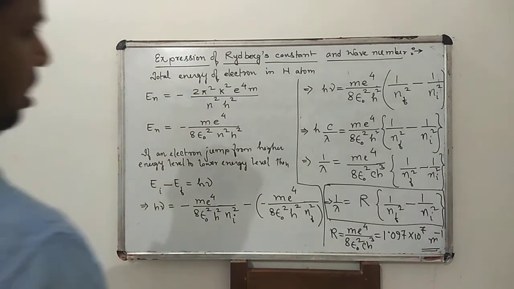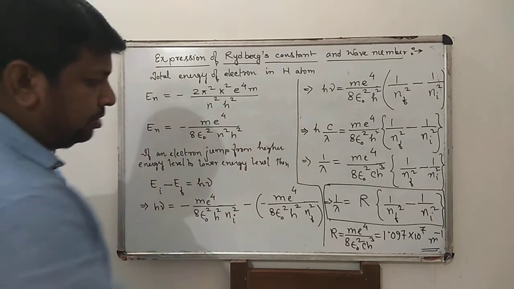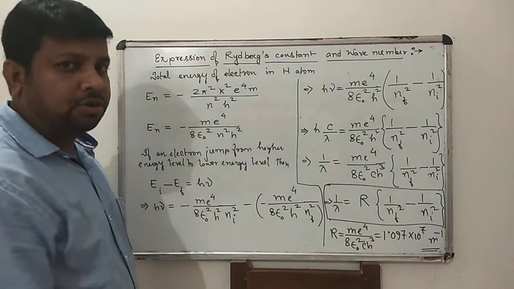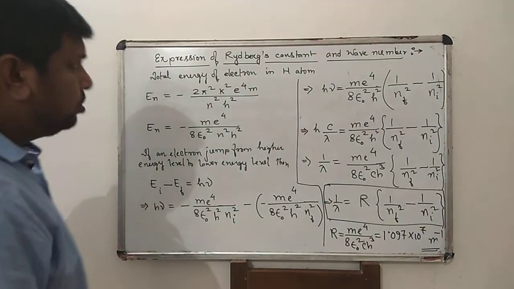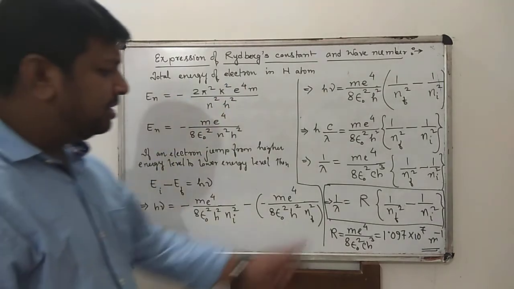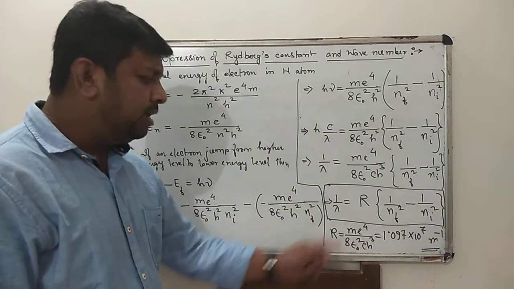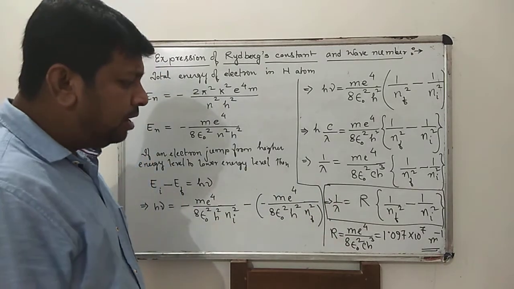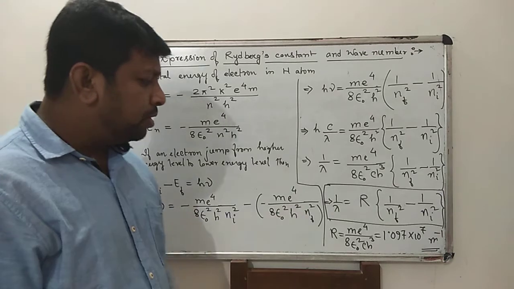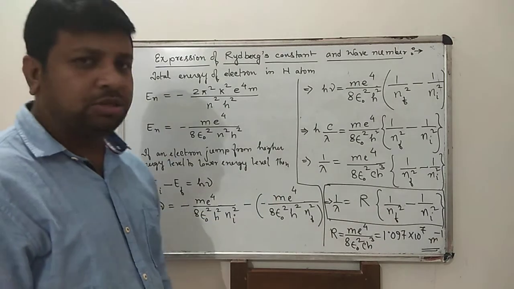So this is the expression of the Rydberg constant. Okay? So next, wave number. What is wave number? Wave number is the reciprocal of wavelength, 1 by lambda. So 1 by lambda is the reciprocal of wavelength and it is known as wave number.